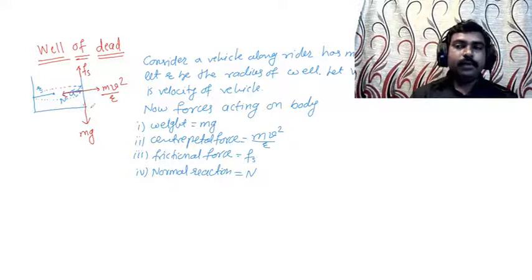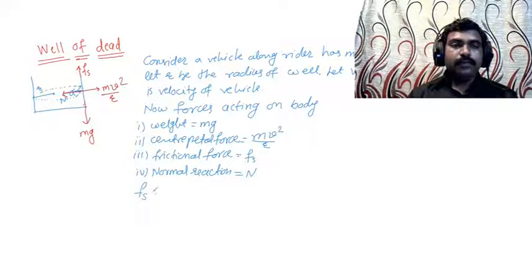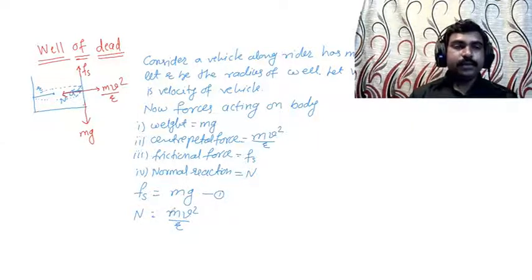Now from the diagram, at equilibrium condition, what we have seen is fs is equal to mg, equation number 1, and N is equal to mv square divided by r, equation number 2. So once again we have to divide these equations. Please note it. Dividing the first equation by the second, we get fs divided by N, or you can write directly f by N is equal to mu.